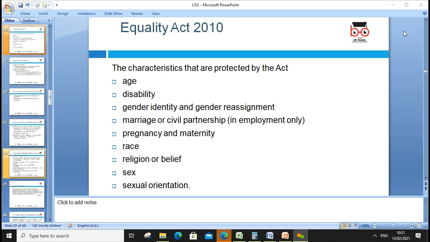Morning. Morning. Okay, welcome. We are discussing employment legislation.